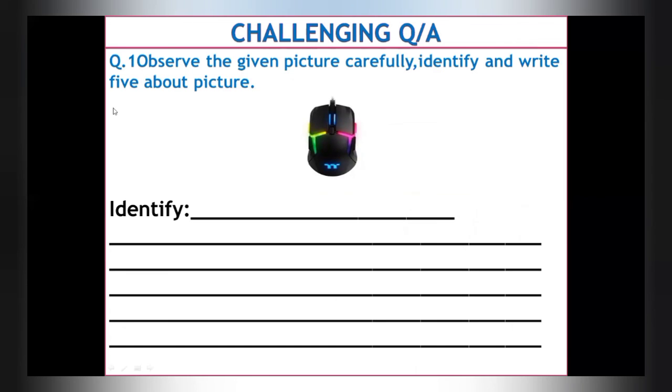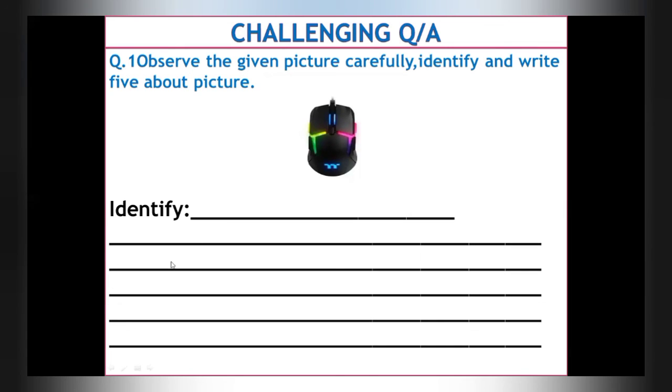Challenging question answer. Question number 1 is observe the given picture carefully, identify and write 5 lines about given picture. First you identify which picture is this, which part is this. Give me your answers on chat box. Which part is this? Yes, your answer is right. This is the mouse.